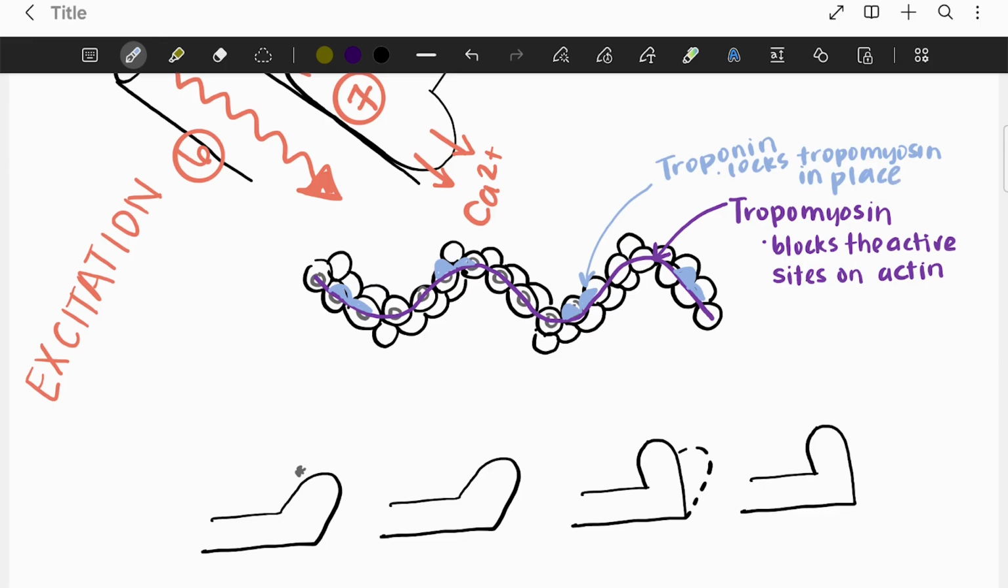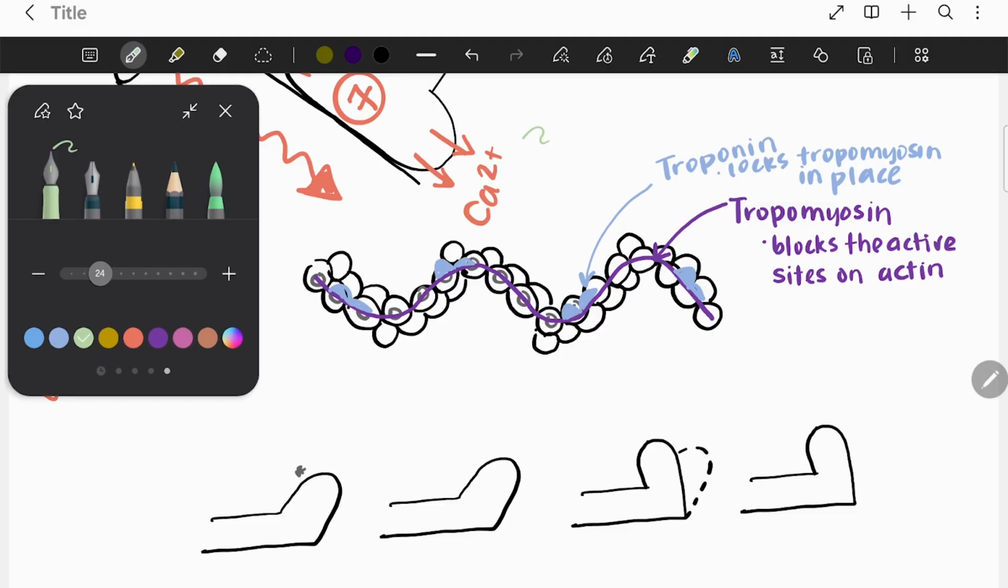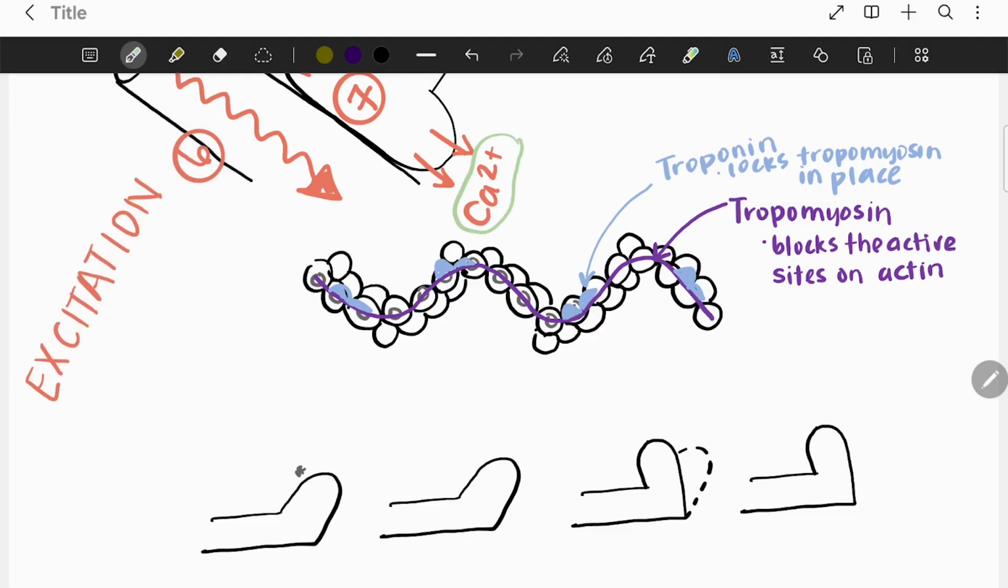We know we have the active sites on actin. If we want to contract, we need those active sites to be exposed. But in the meantime, when the muscle is relaxed, tropomyosin is covering the active sites, and troponin is in place, acting like a little latch to lock down the tropomyosin. We spent all this time earlier trying to get calcium released, right? Remember here we released calcium? So why did we release calcium from the sarcoplasmic reticulum? Well, it turns out calcium is the key that opens up that lock, that opens up that troponin.